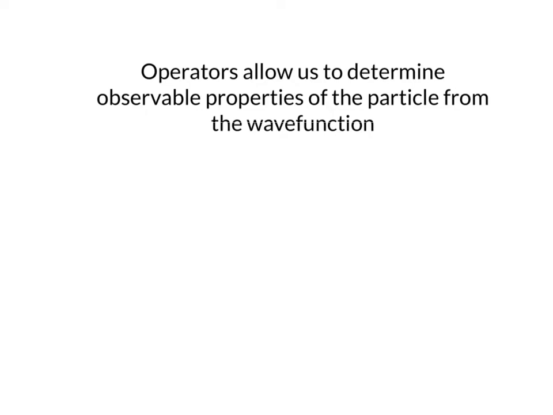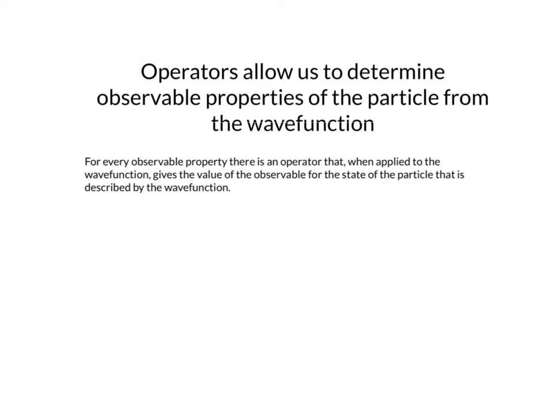The next really important concept in quantum mechanics is this concept of an operator. An operator is an operation that we do on a function. In quantum mechanics, it turns out that for every observable property, like the position, the momentum, the energy, there's an operator that when you apply it to the wave function, gives you the value of that observable, the value of the position, the momentum, the energy for the state of the particle that's described by the wave function that you operated on. So these operators have a few things that are important.